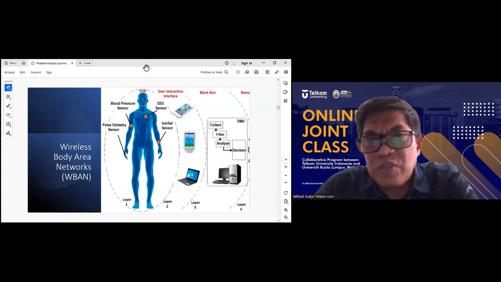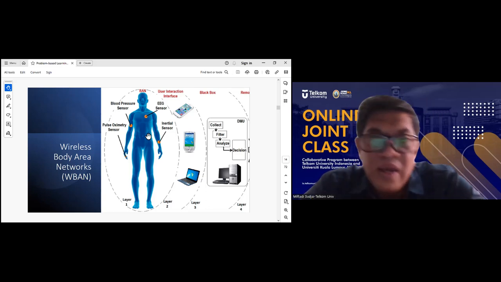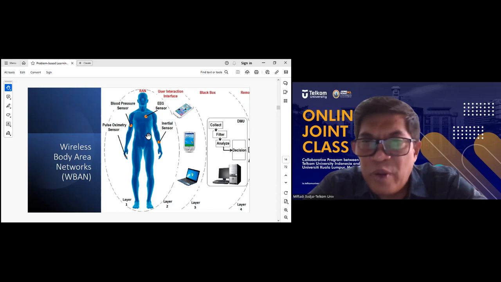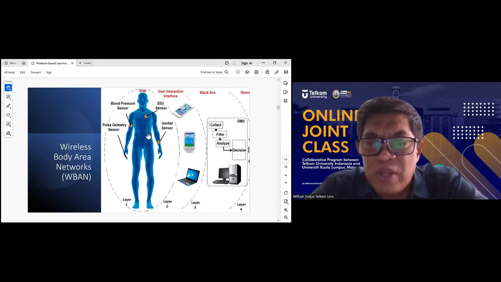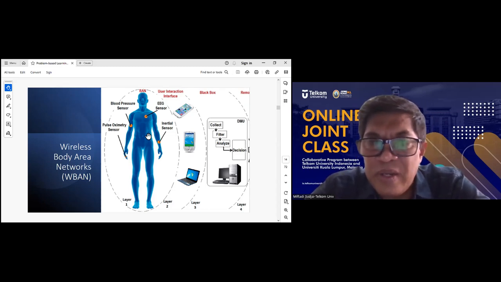So this kind of thing will reduce the burden on patients of going to the hospital just to check or to conduct a laboratory test. The patient will lose their time and their opportunity to work, in terms of economy. So this loss of opportunity and loss of time will affect the productivity of the nation. That's why this technology tries to help reduce the health burden on the government in providing health services to the community.